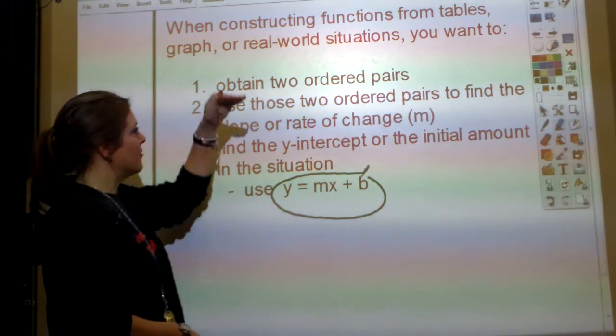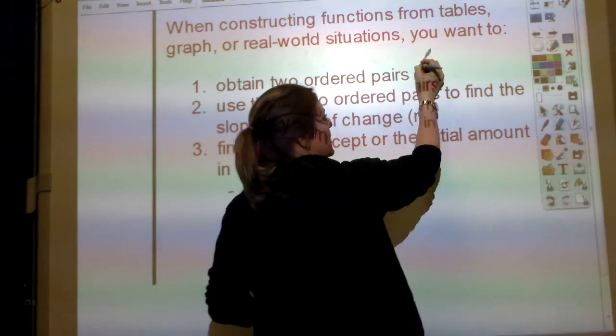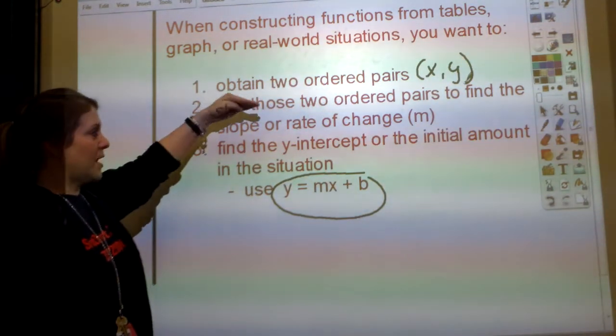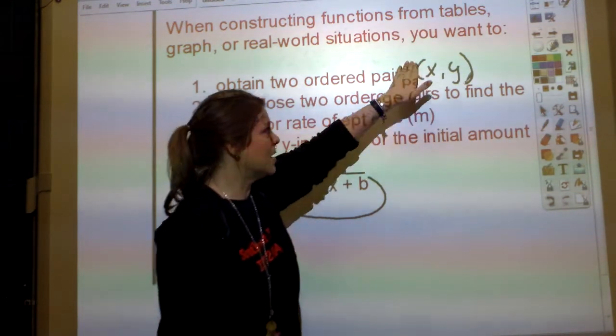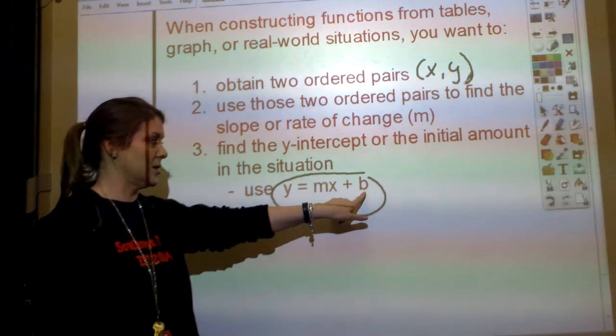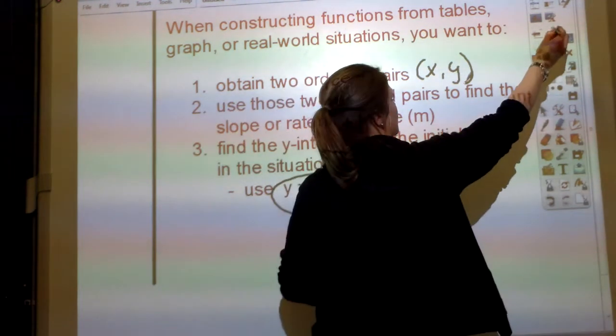So you're going to have two ordered pairs. Out of those two, you can get an x and a y. You will then have found the rate of change or the slope, which is your m. You then have three values you can plug into this equation to find b, which is your y-intercept. So that's what we're going to look at with our examples.